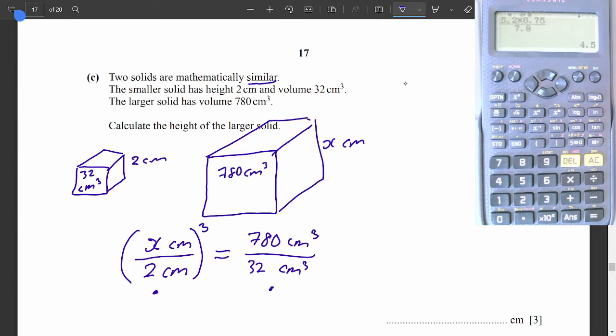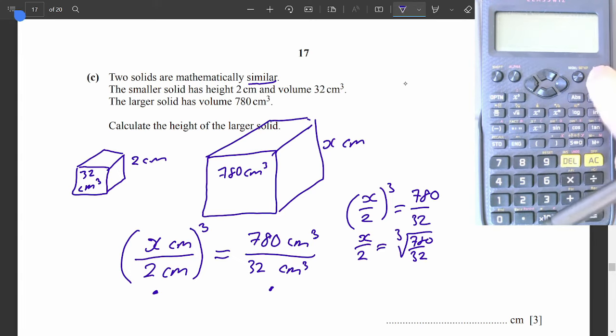Remember, the units over here, centimeters cubed, doesn't mean I cube the 780. It only shows us that the units are cubed. But here we need to cube the values. So our calculation is going to be something more similar to this: x over 2, cubed, equals 780 over 32. This is without the units. So first thing we want to do is get rid of that cube. So we're going to cube root what we have on the left.